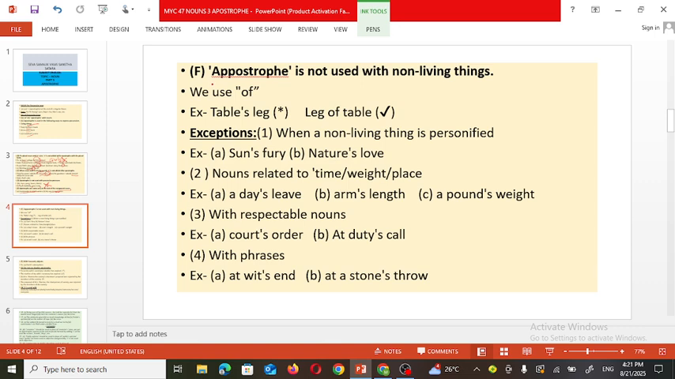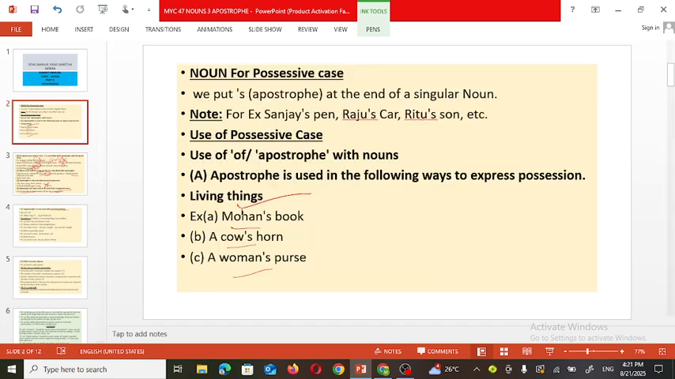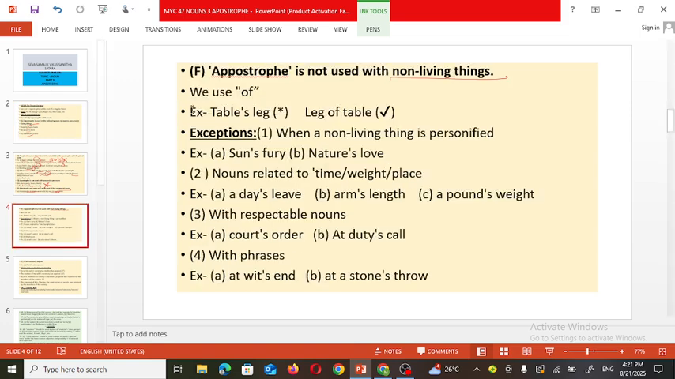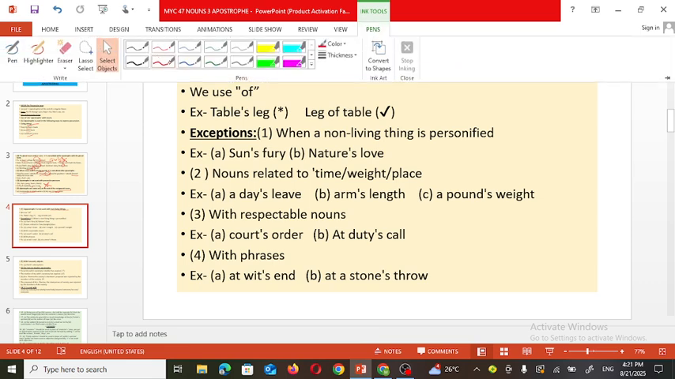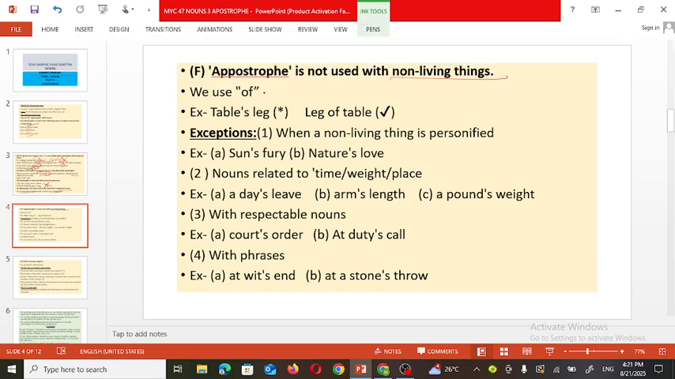Let's see a few more examples and rules. Apostrophe is not used with non-living things. In the previous example, we have seen the apostrophe sign used here: Raju's car, Ritu's son, Sanjay's plane. Now here the rule is that we cannot use this apostrophe sign with a non-living thing. For example, "table's leg" is the wrong use of the apostrophe sign. Here it must be "leg of table". That is correct. Means "of" must be used in such cases.